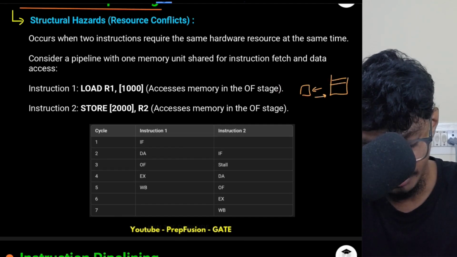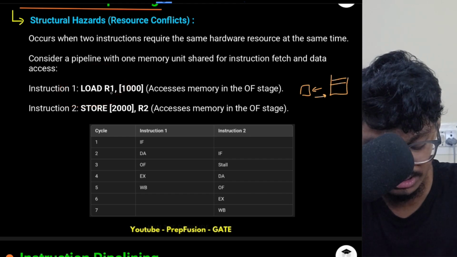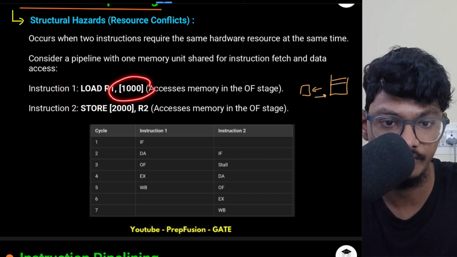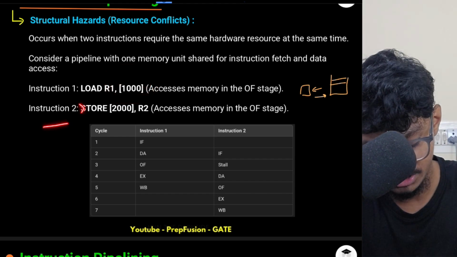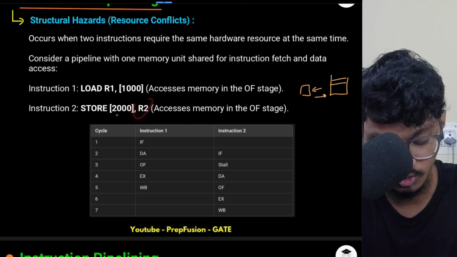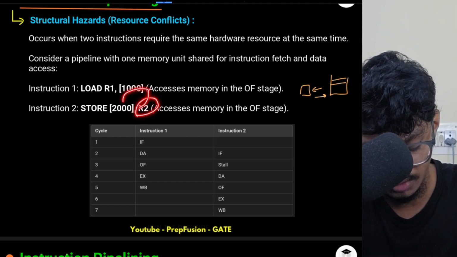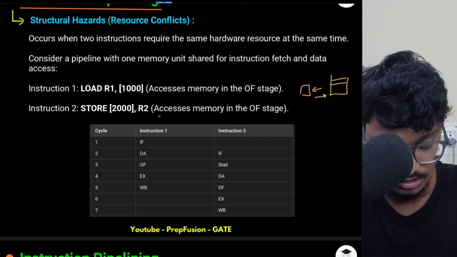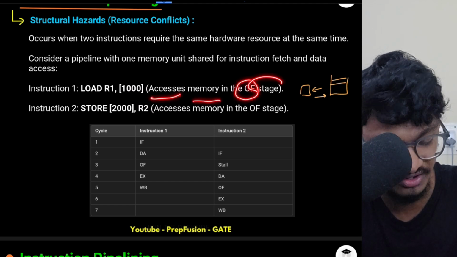So if I have a single memory unit, what will happen? Instruction one is load R1, 1000. Basically, it loads whatever content is stored in memory location 1000 into R1. Instruction 2 is store 2000, R2. Basically, whatever is present in R2, I will store that value in memory location 2000. So the assumption is we access the memory in the operand fetch stage.